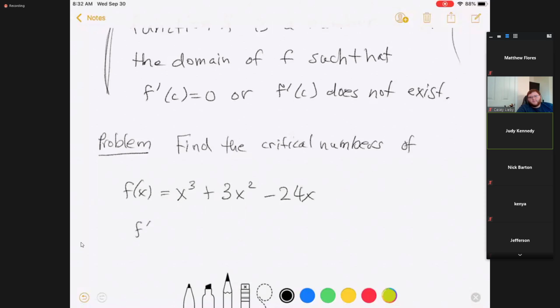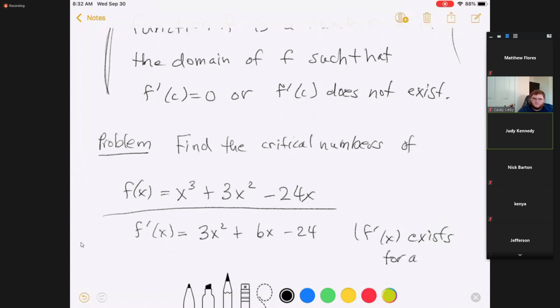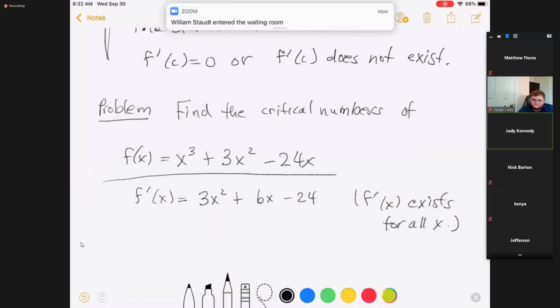Well, the derivative is going to exist, this is a cubic polynomial. It's going to exist for all x. In fact, f prime of x is 3x squared plus 6x minus 24, and f prime of x exists for all x. So the only critical numbers we're going to get is by setting f prime of x equal to 0.